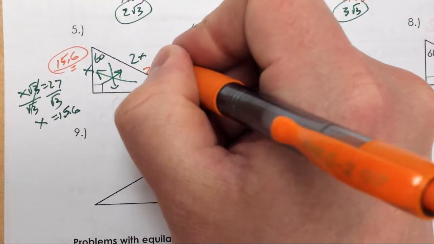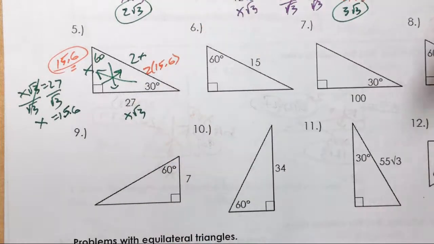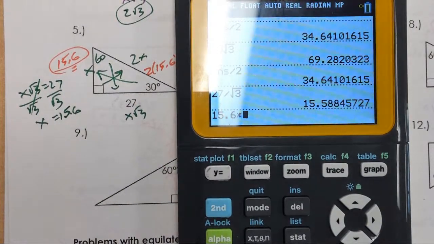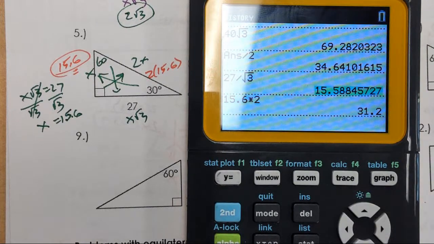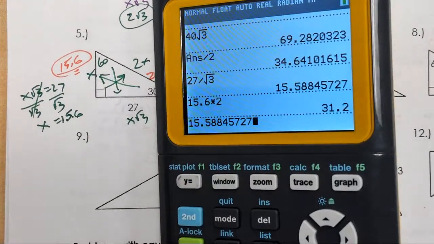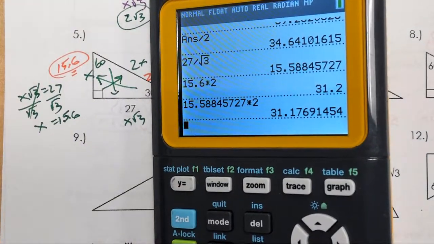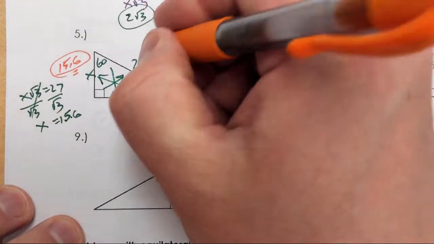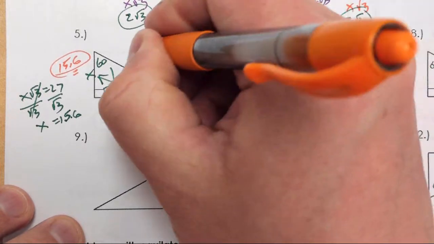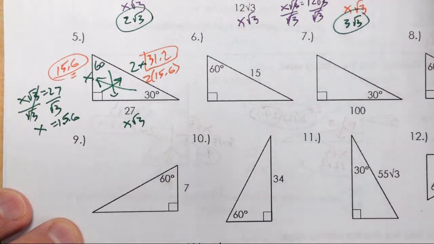And then we double that, 2 times 15.6. That will give us the hypotenuse. So 15.6 times 2 is 31.2. Again, you can also just do the actual answer in the calculator times 2 as well. They'll generally be fairly close to each other. This rounds to 31.2 as well. So that's the hypotenuse. Let's do a couple more.